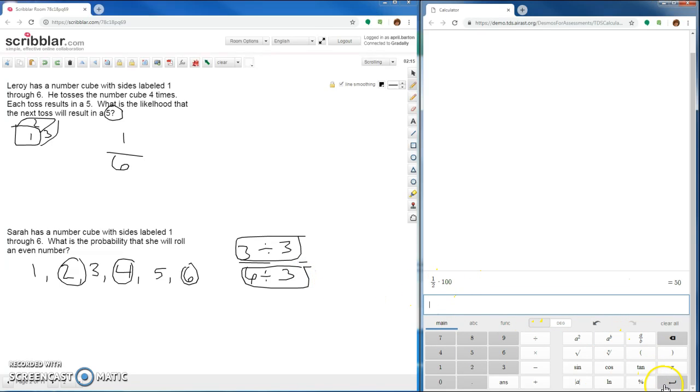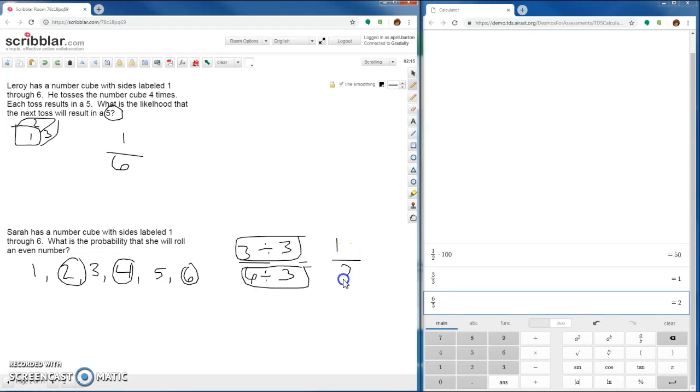So you can hit this enter button to go to a new line, or you could have erased the previous line. And you could type in 3 divided by 3. So the divide button also changes it to a fraction, but it still does the division. It shows you that equals 1. And then we do the 6 divided by 3. Again, we need a new line. So 6 divided by 3 is 2. So a probability of 1/2 of getting an even number.